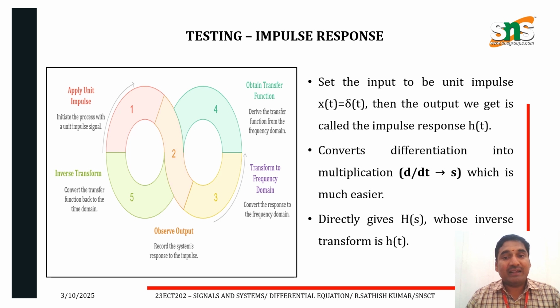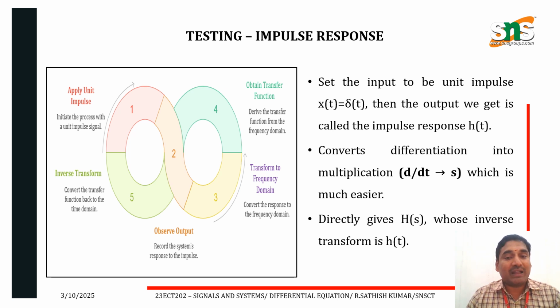Next, the testing part. Set the input to the unit impulse, x of t is equal to delta of t. Then the output we get is the impulse response h of t. This converts differentiation into multiplication, that is, d by dt tends to s, which is much easier. It directly gives H of s, whose inverse transform is h of t. First, we apply the unit impulse function to initialize the process.